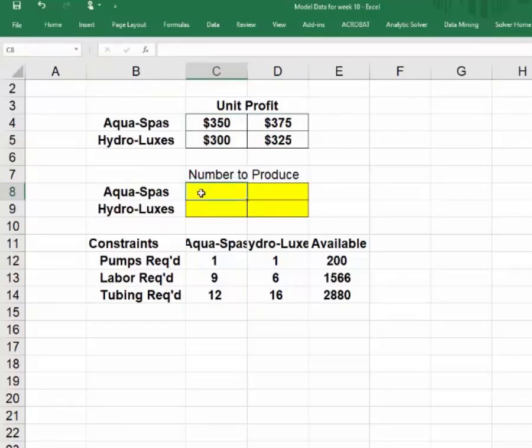So for example, this one highlighted here represents the number of EquaBus to produce within the first 75 units. That corresponds to a unit profit of 350. And this one represents the number of EquaBus to produce after the first 75 units, and it has a unit profit of 375. We'll put the total profit here.